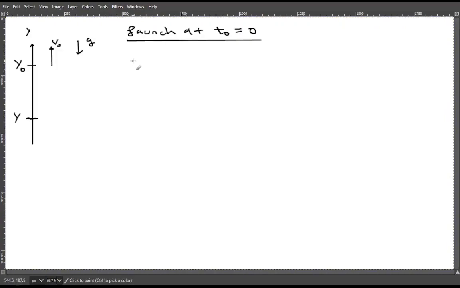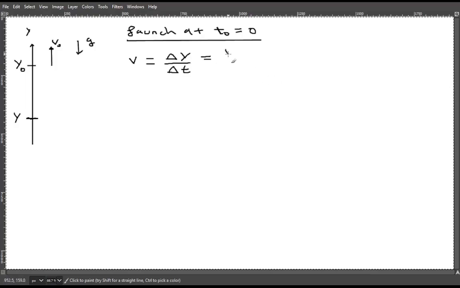Alright, so let's just start with basics here. What's the definition of velocity? The definition of velocity is that the velocity is going to be how far you go, delta y, over how long it takes to go there, or the displacement in the y direction over the change in time.